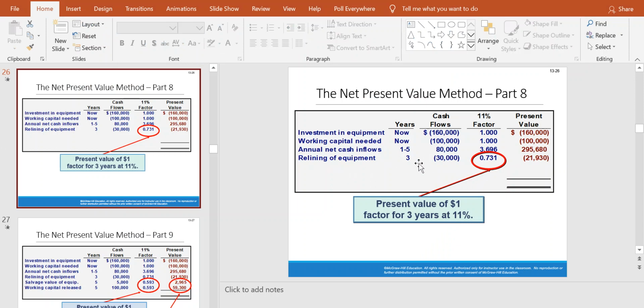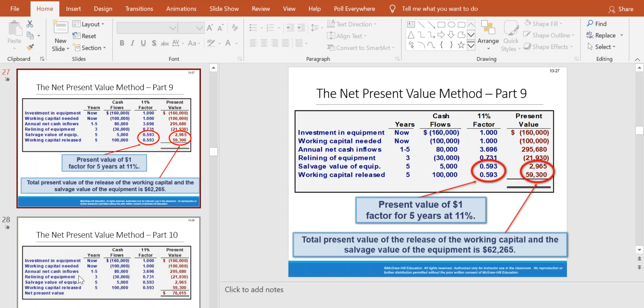So the relining of the equipment, when we consider that cash outflow as a lump sum, we're not paying it now, but we will in the future. What is it worth now? Well, when we look at it, it's $21,930. That's the actual present value of that payment. The present value of the series of payments or cash that we receive, or the net cash inflow, is $295,680. Okay, and then we go down to consider these last two items.